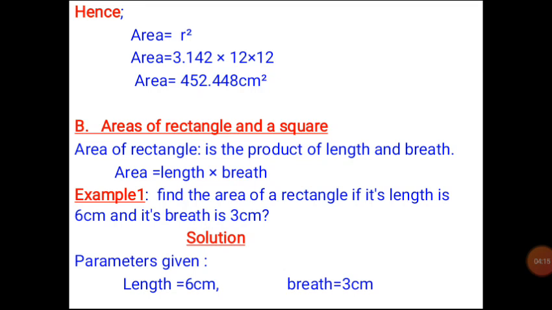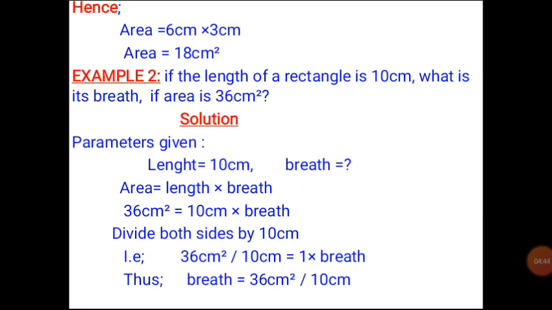Now, example. Find the area of a rectangle if its length is 6 centimeters and its breadth is 3 centimeters. So we have to look for the area of a rectangle whose length is 6 centimeters and its breadth is 3 centimeters. Solution. Parameters given: length equals 6 centimeters, breadth equals 3 centimeters. Hence, area is equal to 6 centimeters times 3 centimeters.